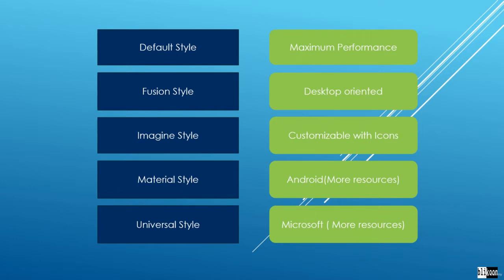You use material style when you want your Qt Quick application to look like a native Android application, and universal style is used when you want your Qt Quick application to look like a Microsoft native application on mobile devices, or these new fluid interfaces you see in newer versions of the Microsoft operating system.